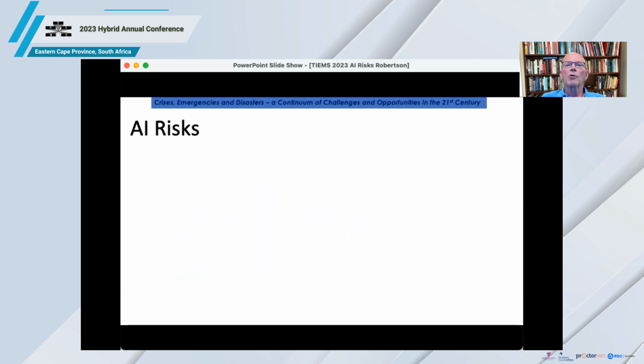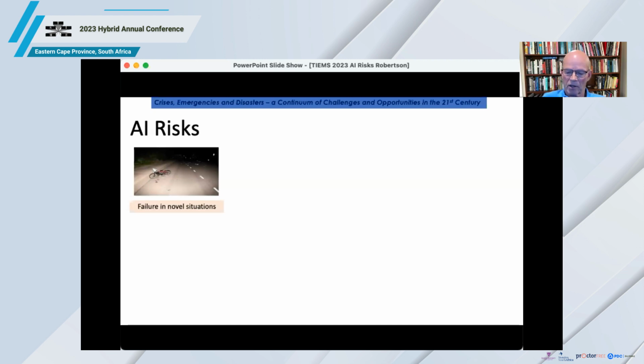So let's talk about AI risks. The first risk I want to talk about is failure in novel situations. This is an example of a problem where a self-driving car actually hit a person who was walking a bicycle across a multi-lane highway late at night. The reason the AI did not recognize the situation was because a situation like this wasn't represented in its training data. And because reality is so multifaceted and rich in variety, that's bound to happen.